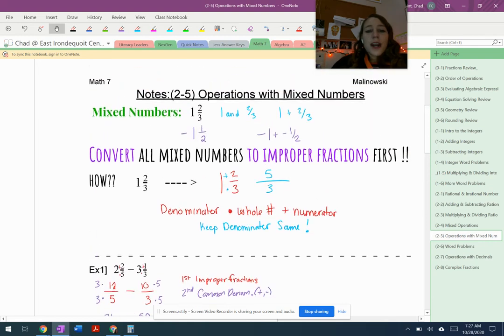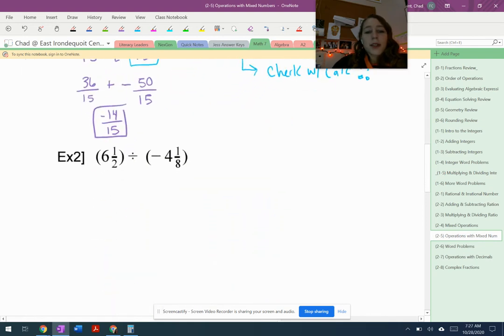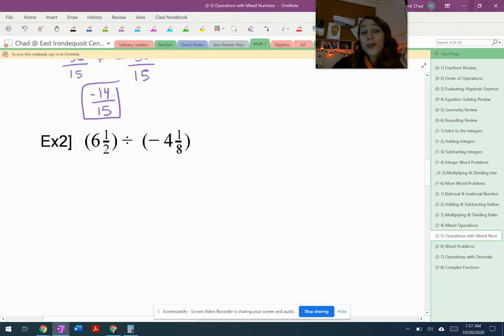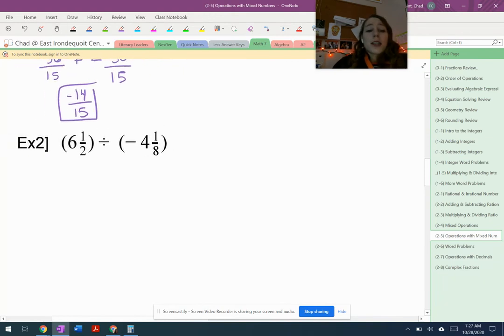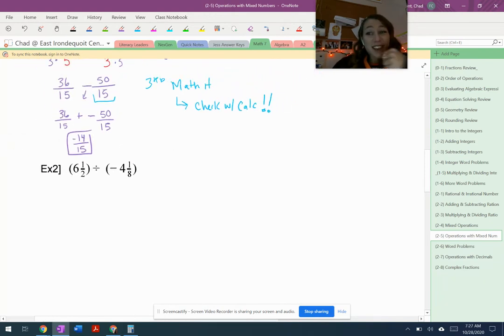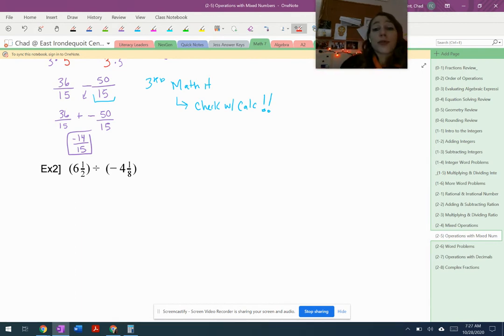All right, 2-5, Math 7, mixed numbers. Moving on to example 2. So example 2, with multiplication and division, you have to convert them to mixed numbers or improper fractions first.